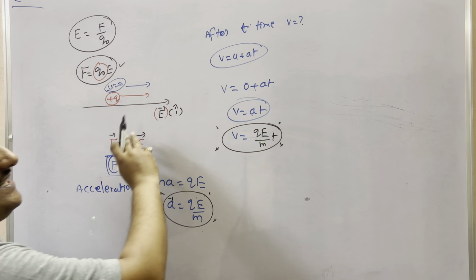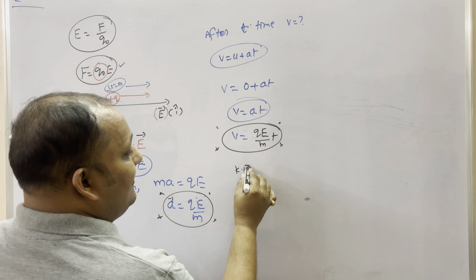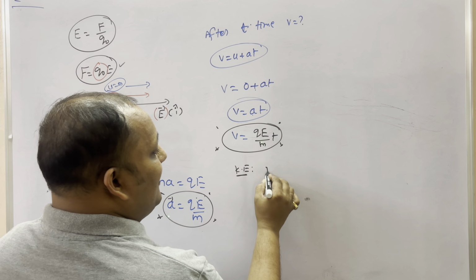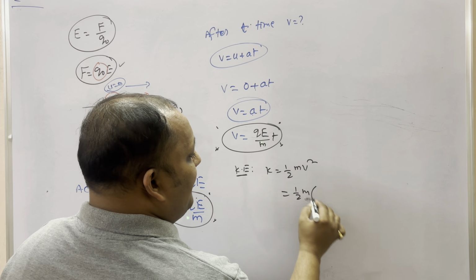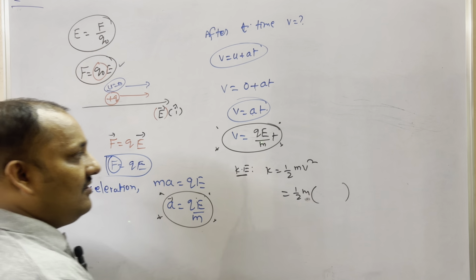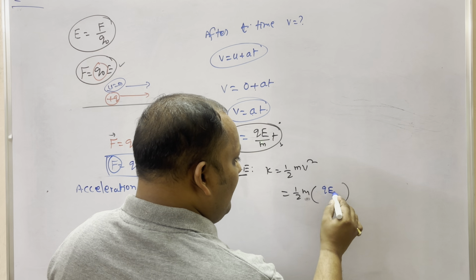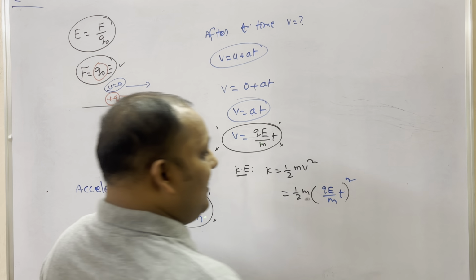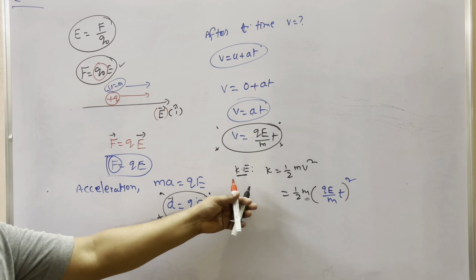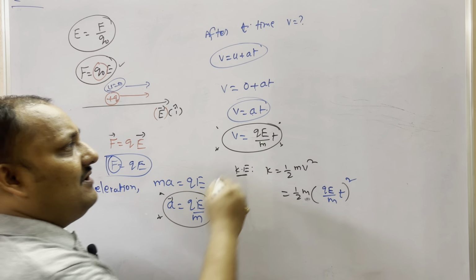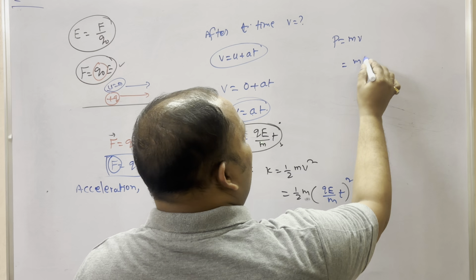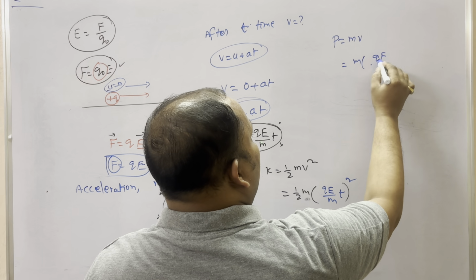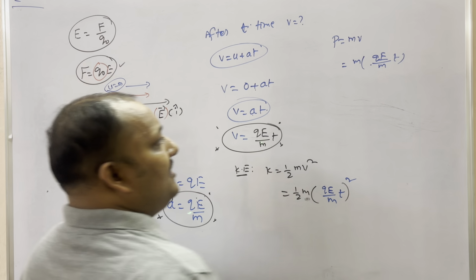Next, what is its kinetic energy after t time? What is the kinetic energy formula? Half m v square. What velocity did we get? QE by m into t, whole square. This is the kinetic energy. They may ask anything. What is the momentum after t time? What is the momentum formula? P is equal to mv. What is v? Again QE by m into t.